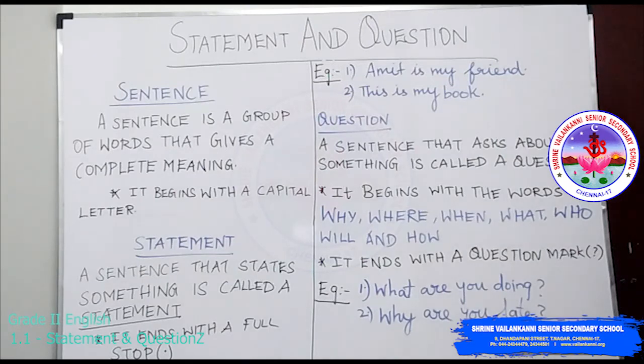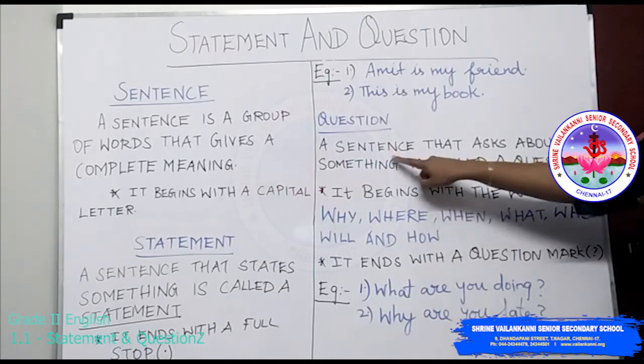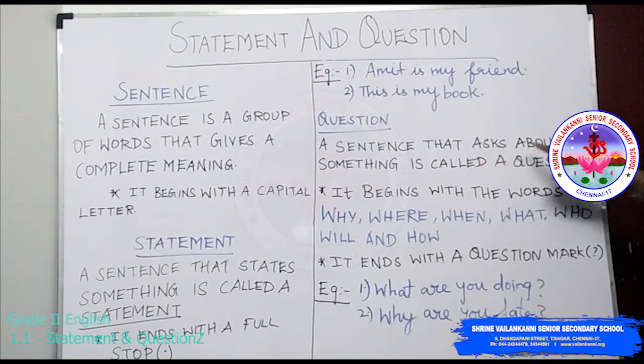Now let's go to the question kind. So how you will easily identify this question kind is, a sentence that asks about something is called a question. When someone is asking you about some particular information or about a particular thing, then you can easily tell it is a question kind of sentence.